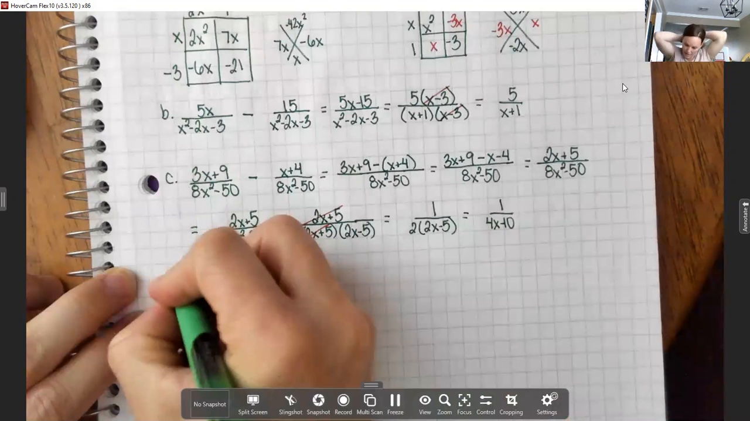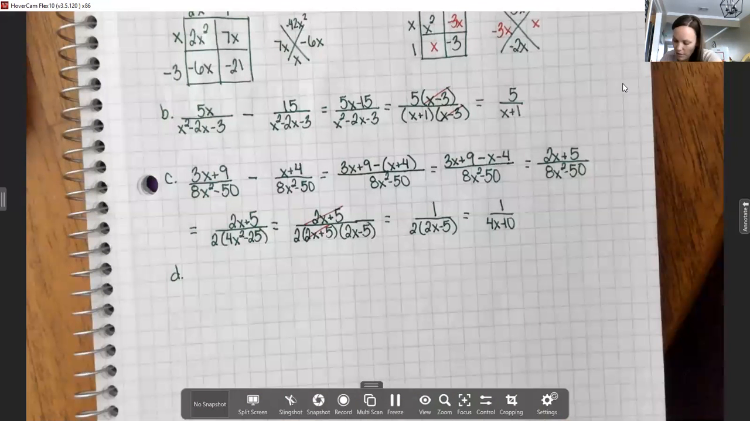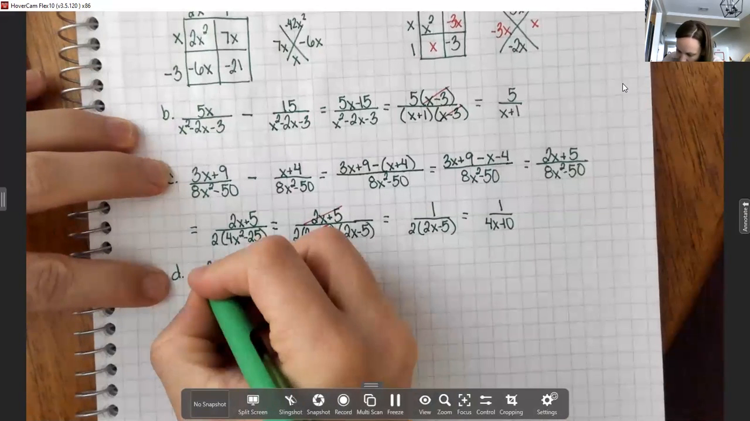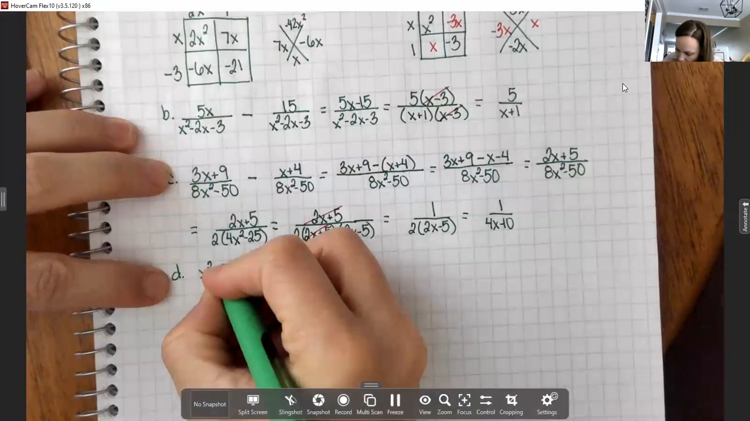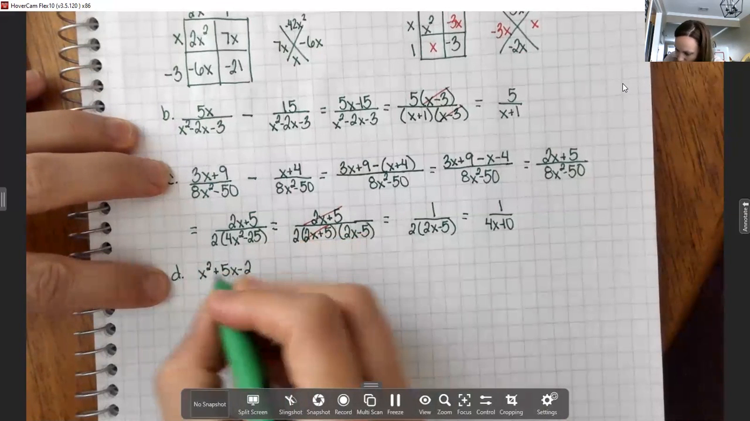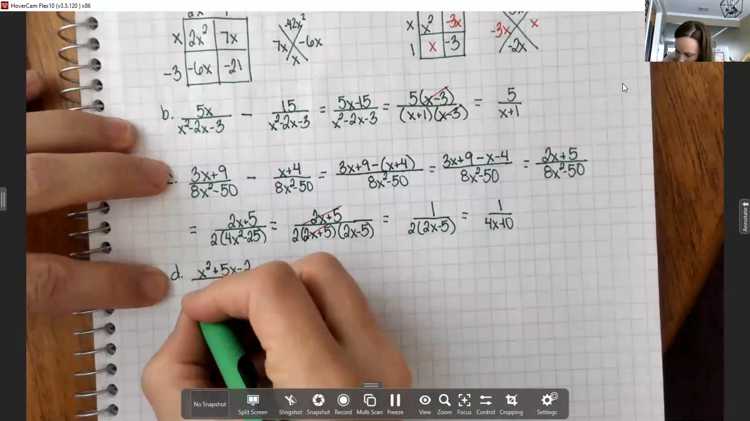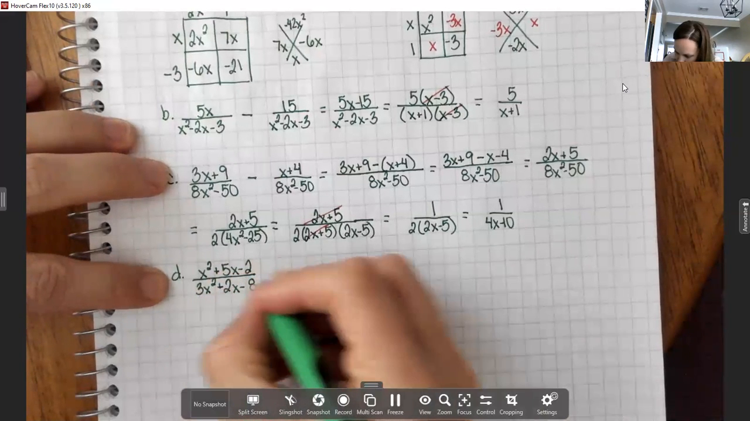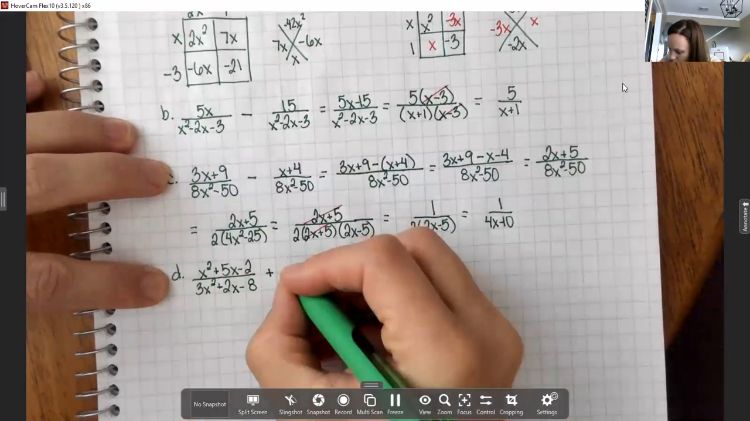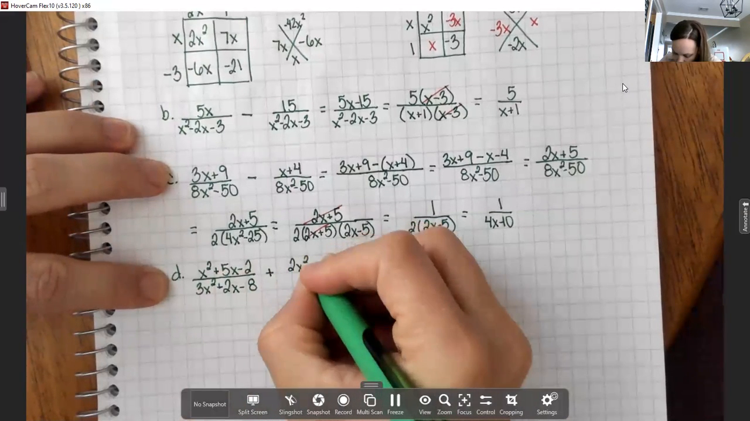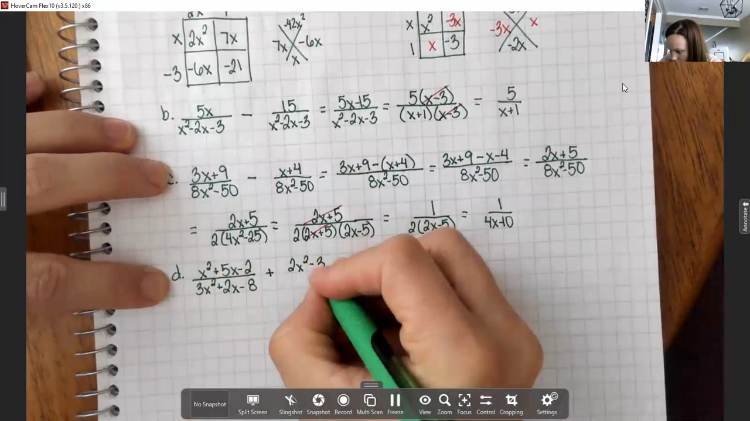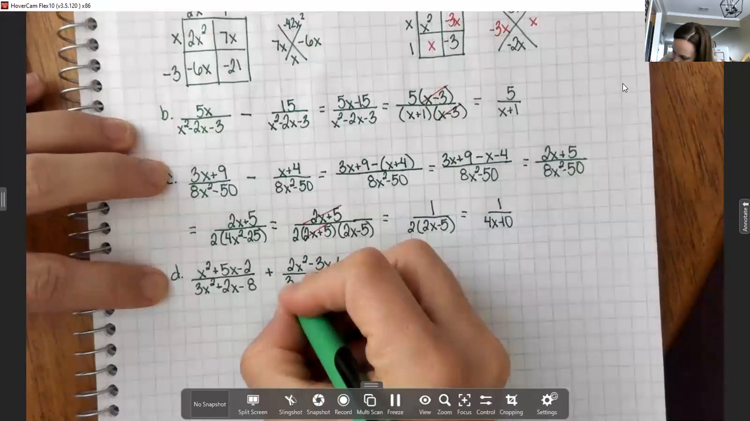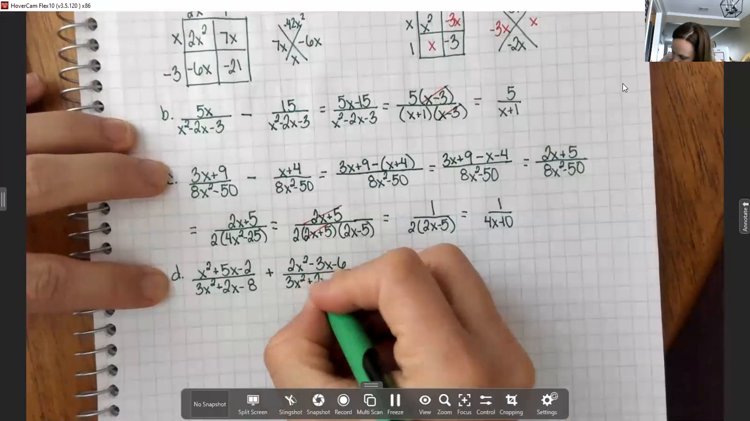And then part D, the last one with a common denominator. We have (x² + 5x - 2) divided by (3x² + 2x - 8) plus (2x² - 3x - 6) divided by (3x² + 2x - 8).